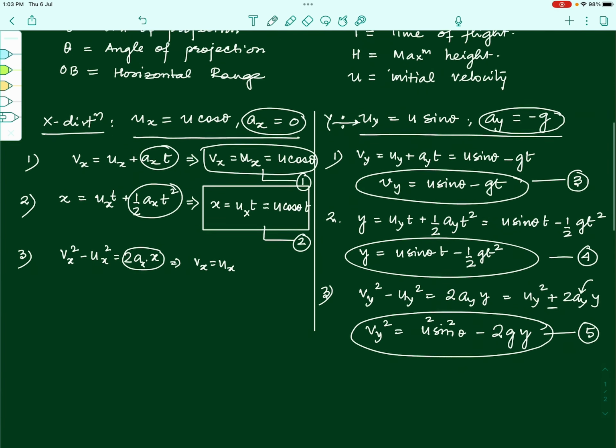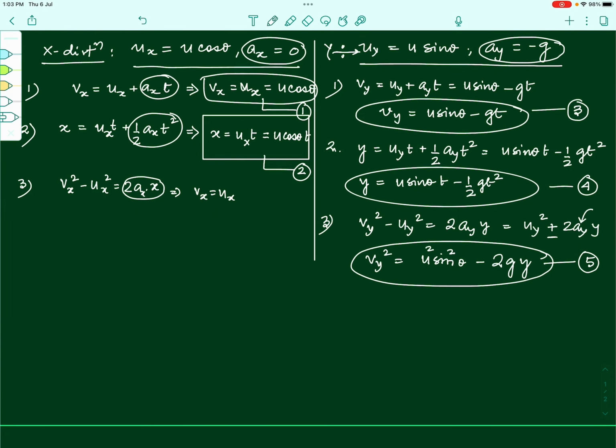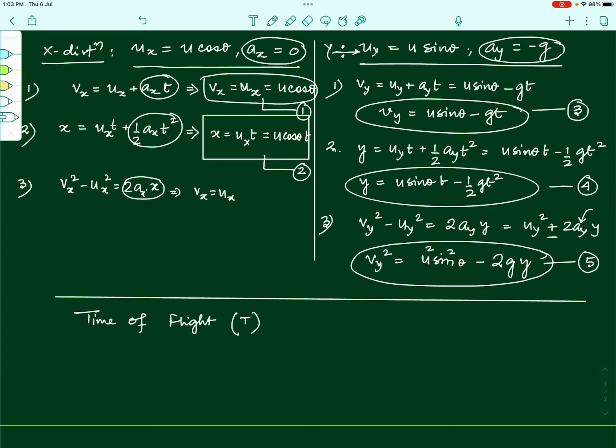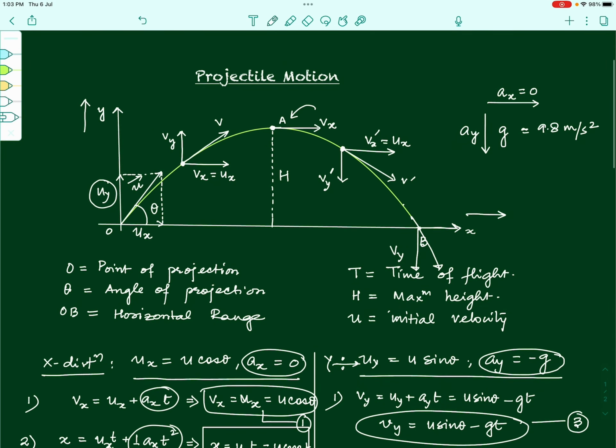We shall be using one of these 5 equations that we have, and we shall be substituting some condition in these equations to get our required value. So, we start with trying to find out the time of flight, written as capital T, which is the total time that the projectile takes to reach back to the ground after being projected from the point O. So, this is the projectile, right. It starts from O and reaches back to the ground at point B.